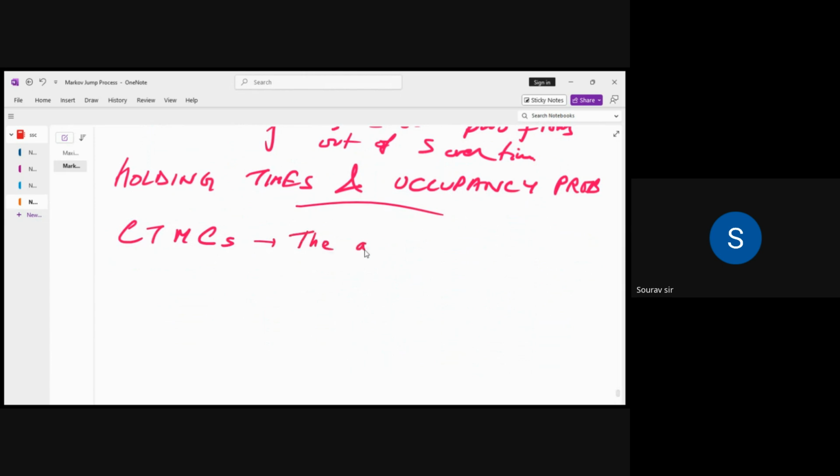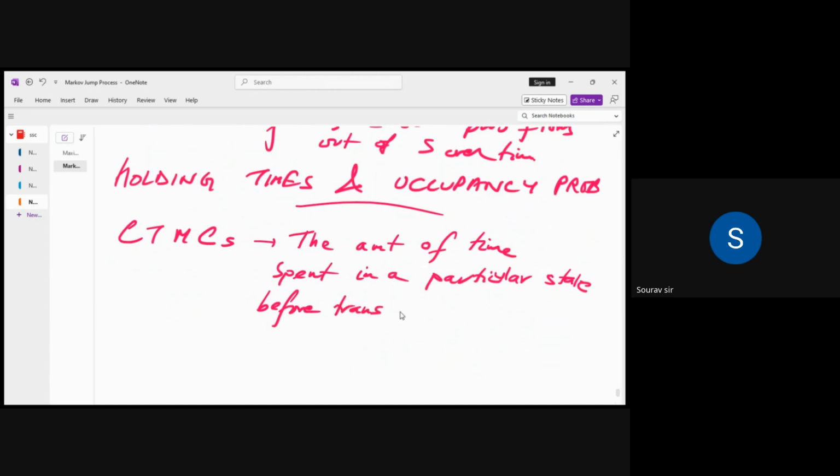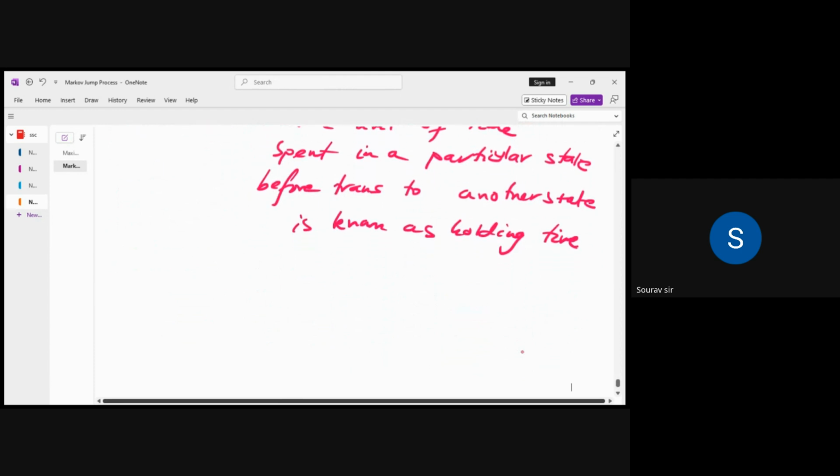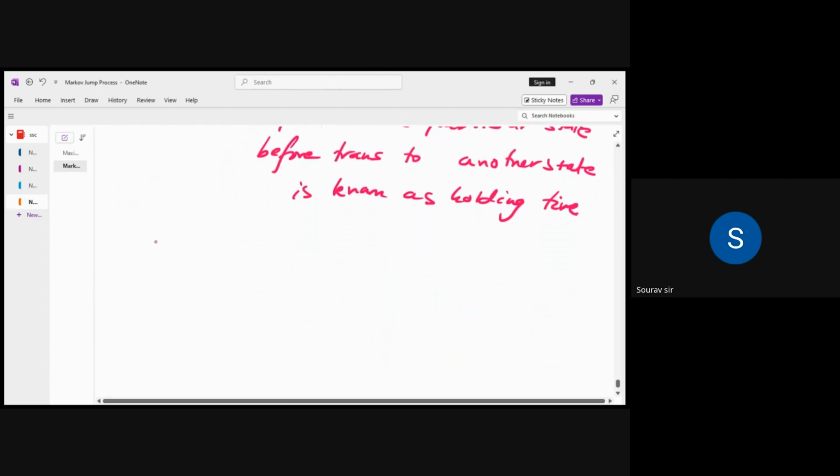The amount of time spent in a particular state before transitioning to another state is known as holding time. So the memoryless property we have done. It is not depending on the previous one, it is depending on the current one.